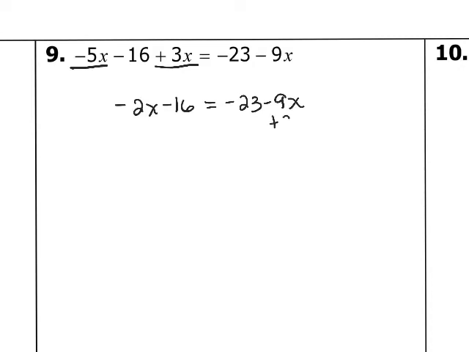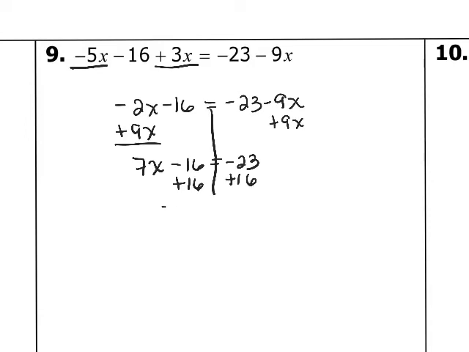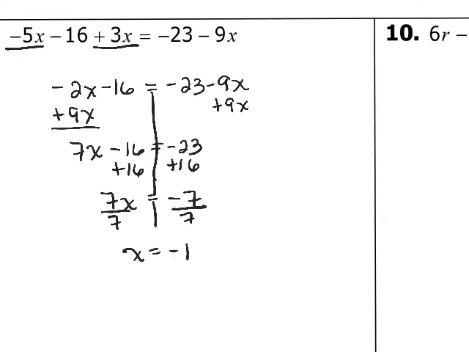Now, I'm going to add 9x and add 9x, which gives me 7x minus 16 equals negative 23. Plus 16, plus 16. 7x is equal to, what is that, negative 7. Take that pile of negative 7, divide it into 7 groups, x is equal to negative 1. You could go back up into the equation and put a negative 1 in every time, and hopefully you would see that the left side balances the right side.